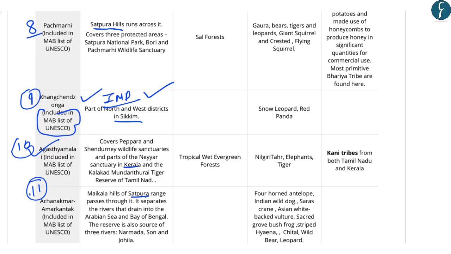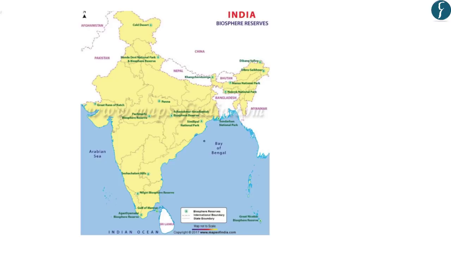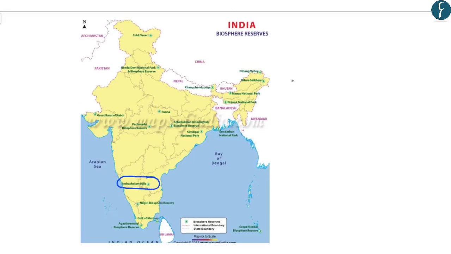So a list will be provided in today's description in the PDF. So you can go through this list and understand these in more detail. Further, you can see the location of these biosphere reserves on this map, and it will also be provided in the PDF. So as you can see, the Seshachalam Hills is present in the Eastern Ghats. Similarly, the location of other biosphere reserves has also been provided.